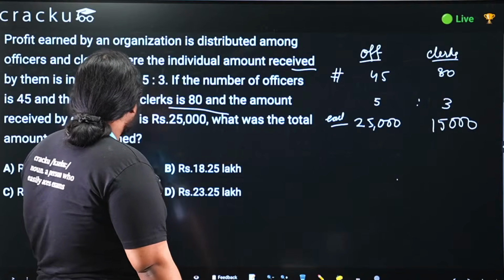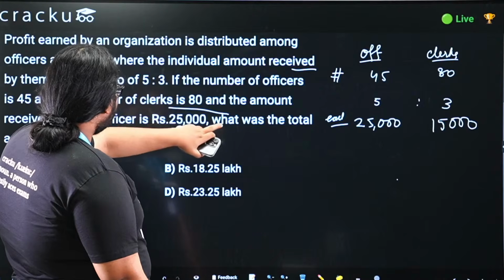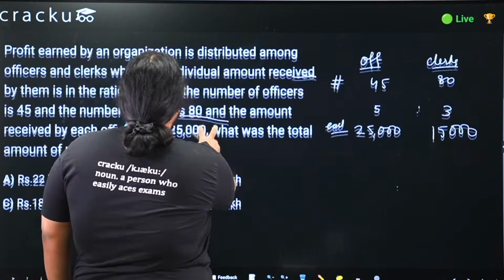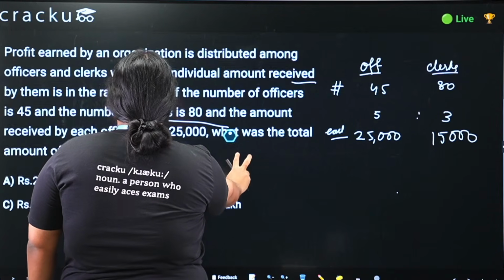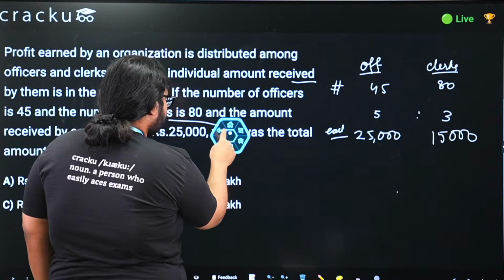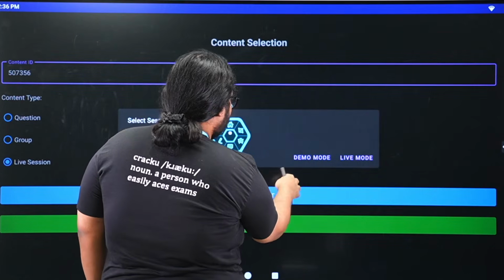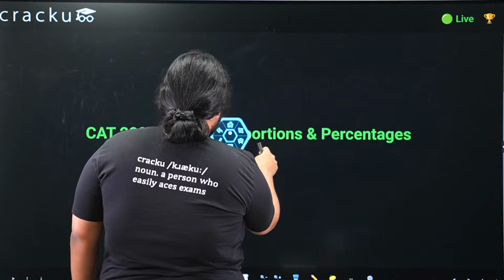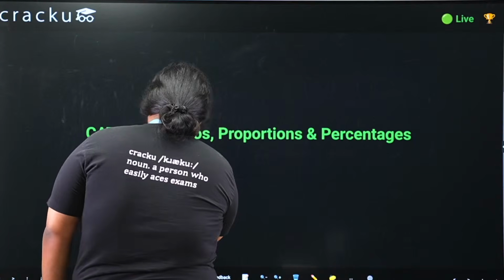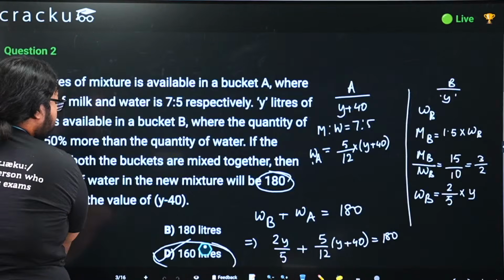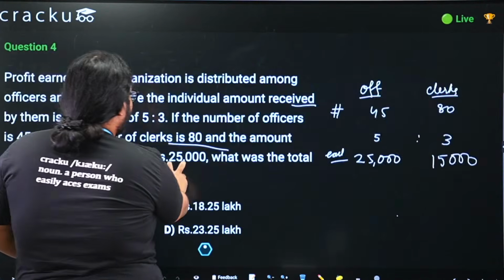Now they also give us the total amount. Average is given to be, where did it go? One second, guys.